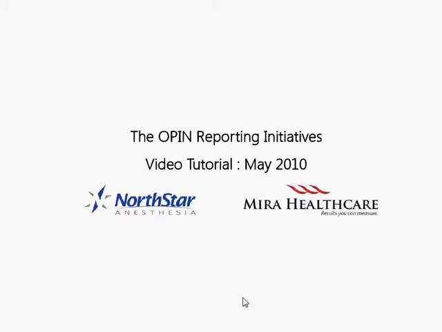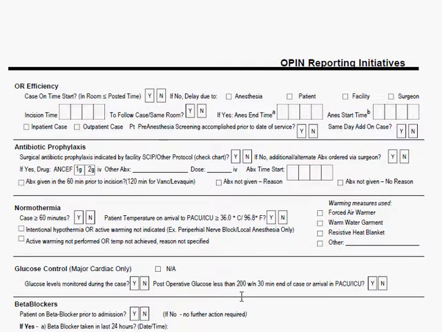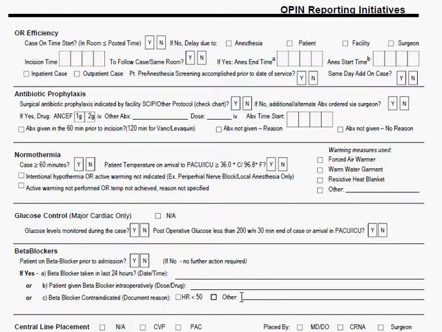What we're going to do today is simply review the form that is being distributed to your facilities and make sure that every provider understands how to answer the questions and how to enter the data onto this actual form.